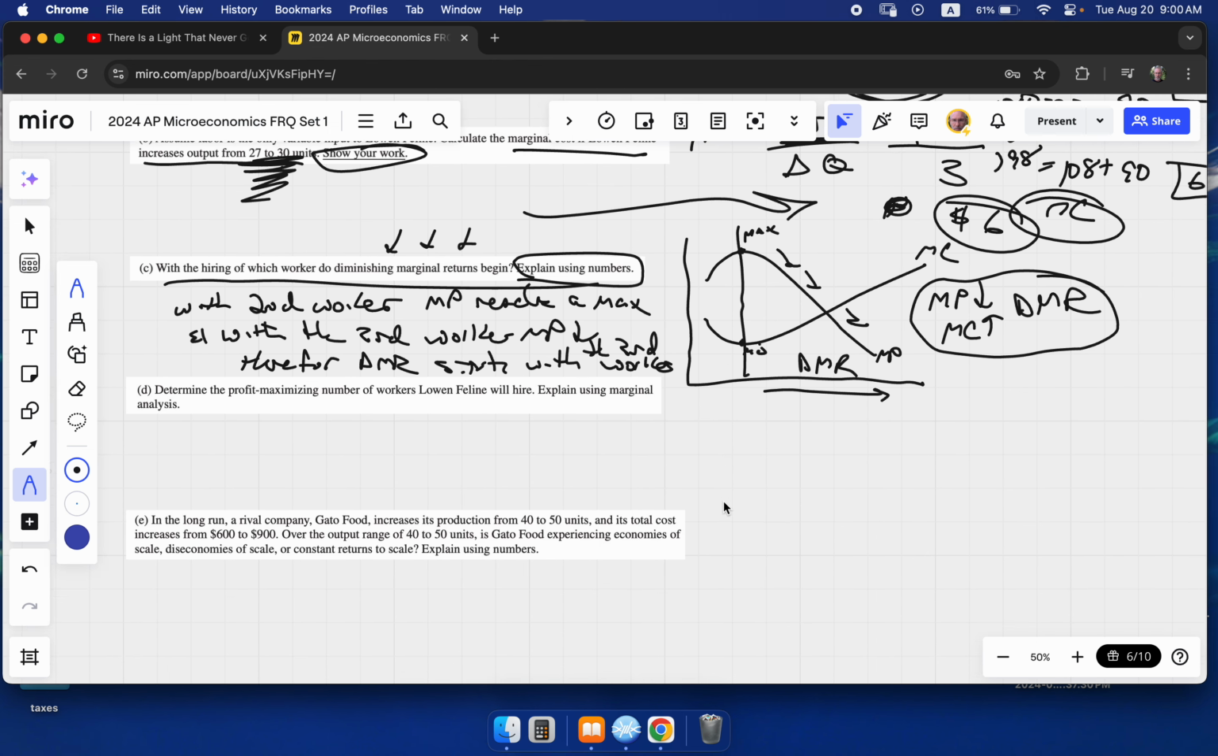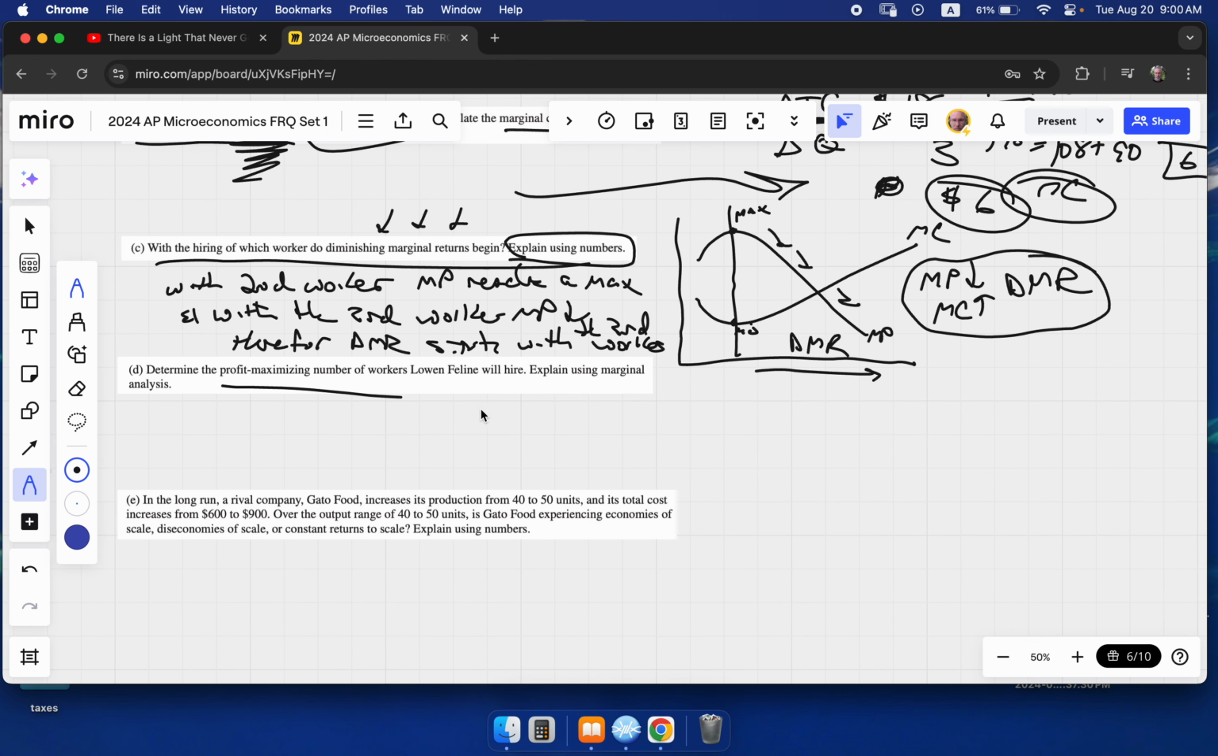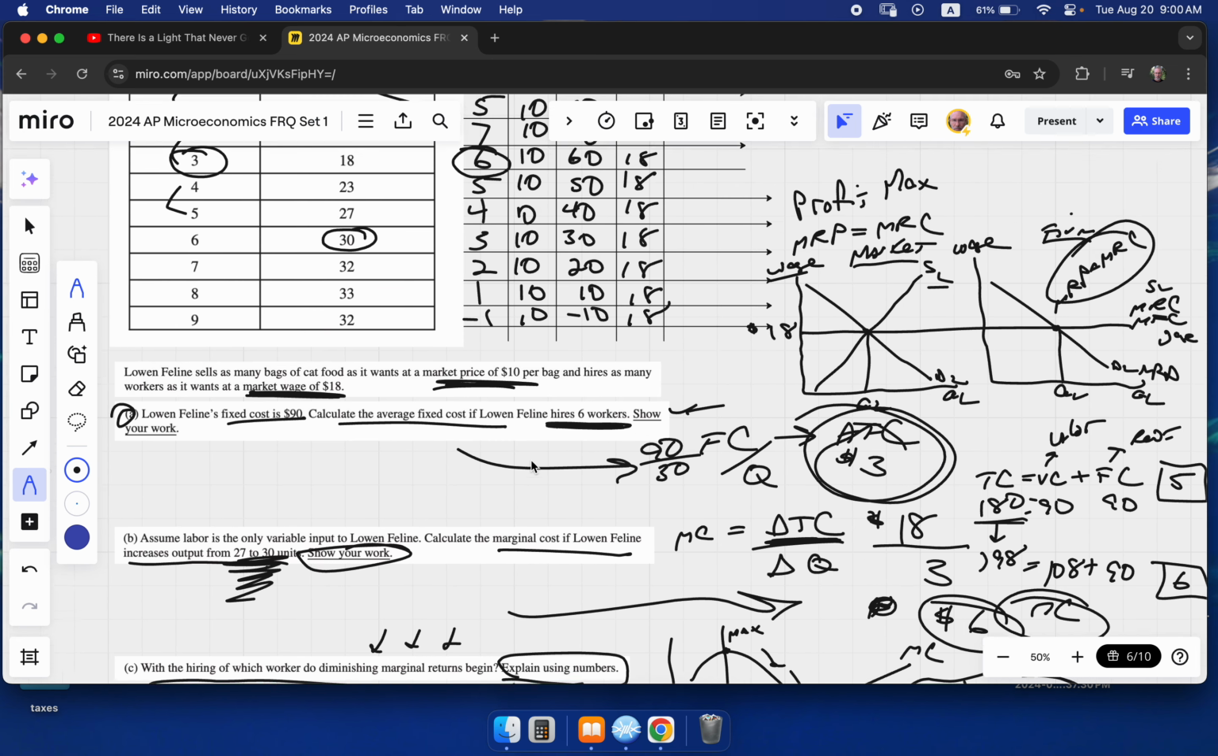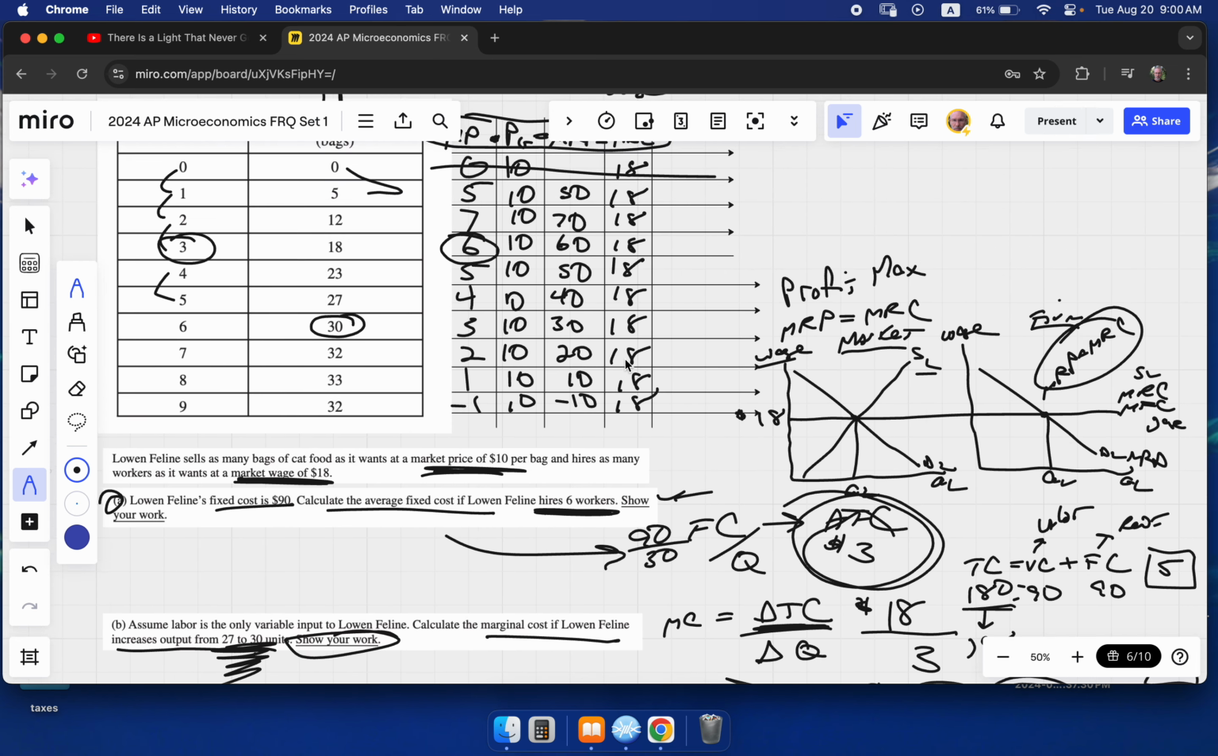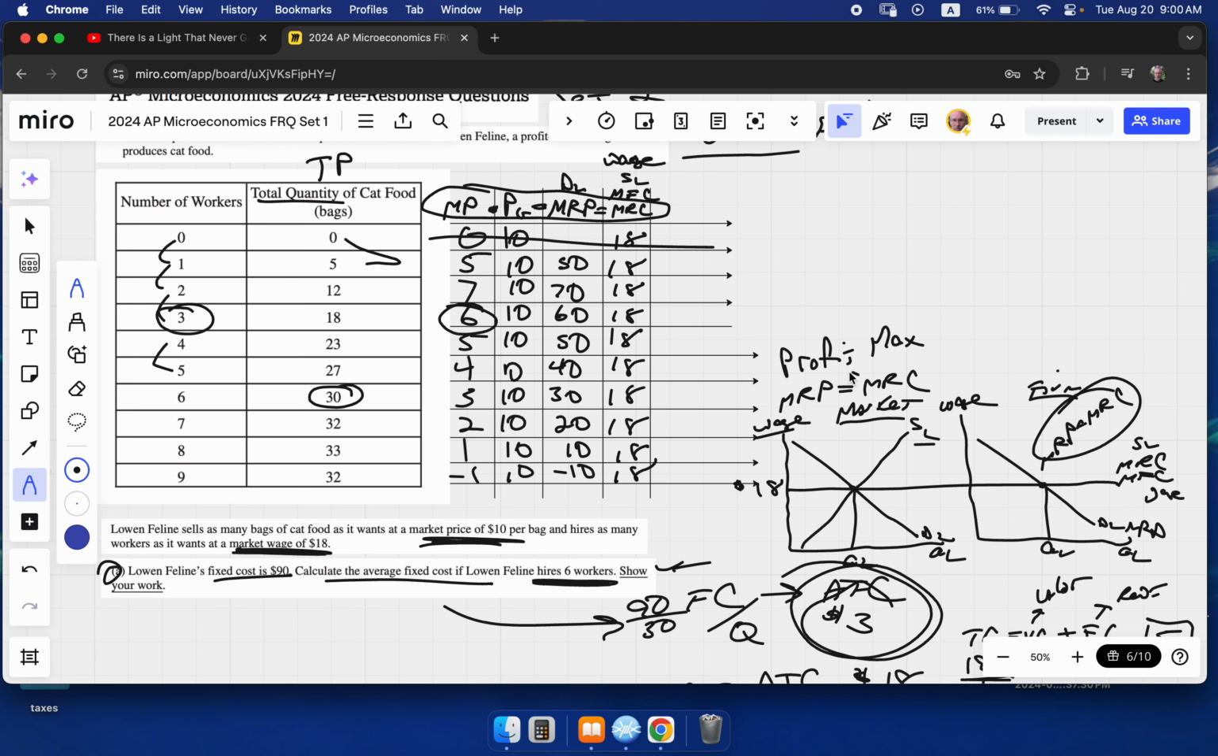It helps with a whole bunch of questions. Determine the profit maximizing number of workers and explain using marginal analysis. If we look back up here, we recognize we know where marginal revenue product equals marginal revenue cost, or where they are as close together. That would be the perfect number of workers, or the profit maximizing number of workers for us.